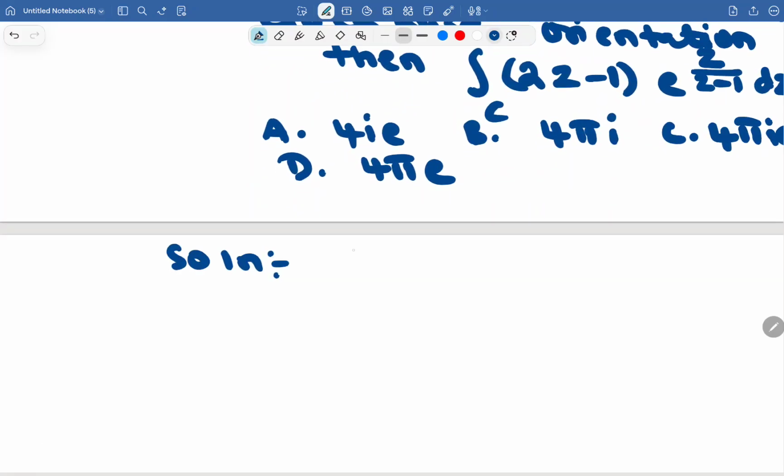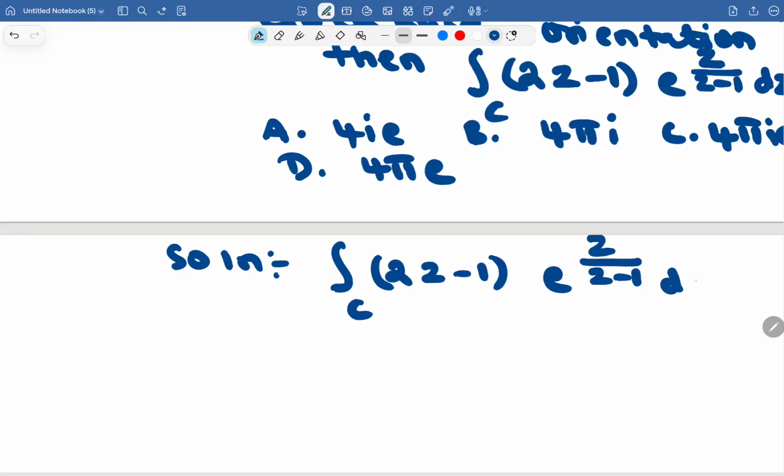Solution. What is given? (2z − 1) e^z / (z − 1) dz.